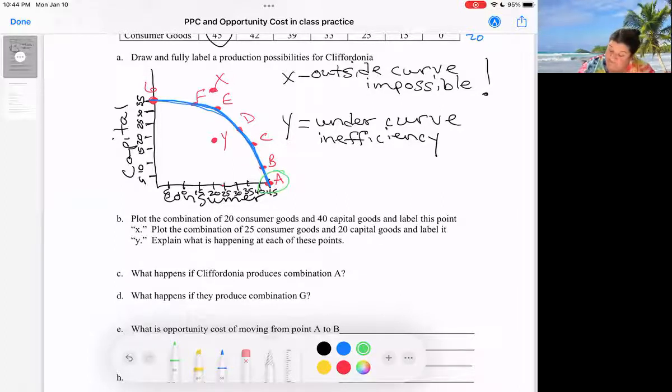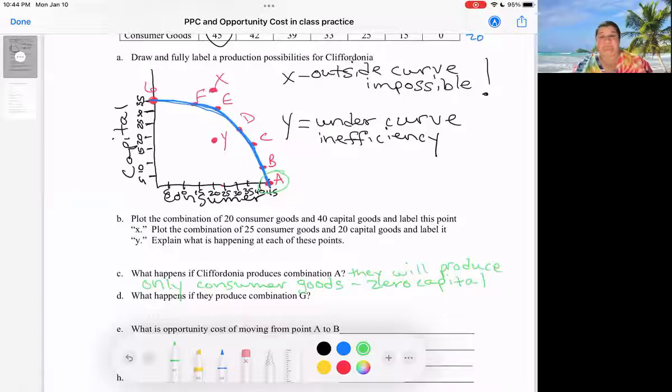So what happens? They will produce only consumer goods, zero capital.